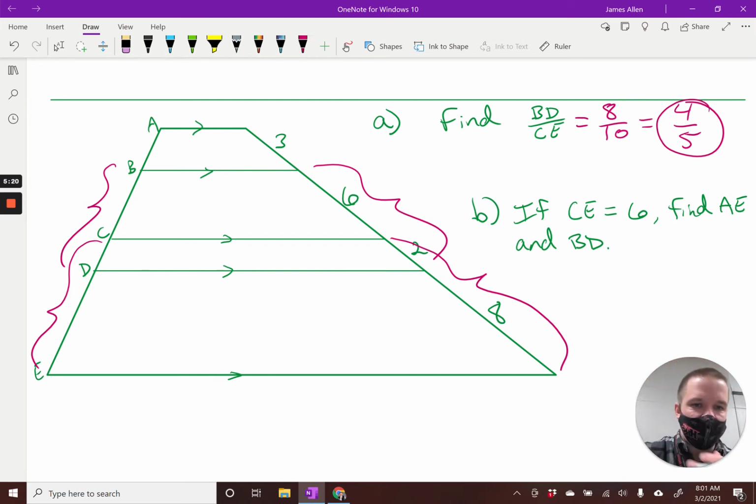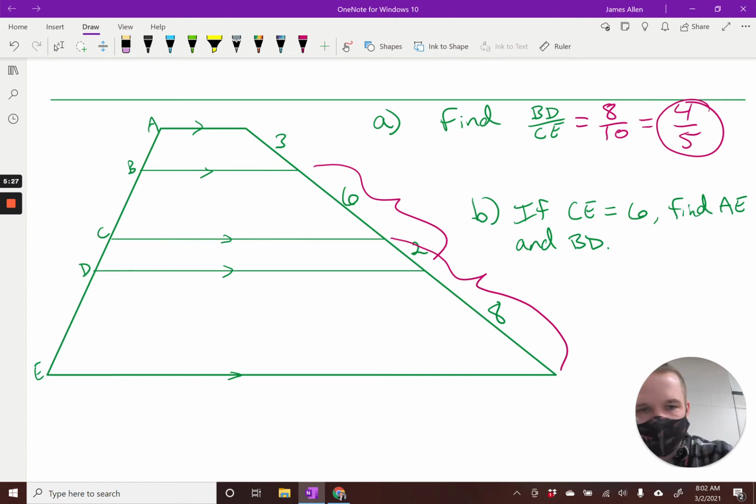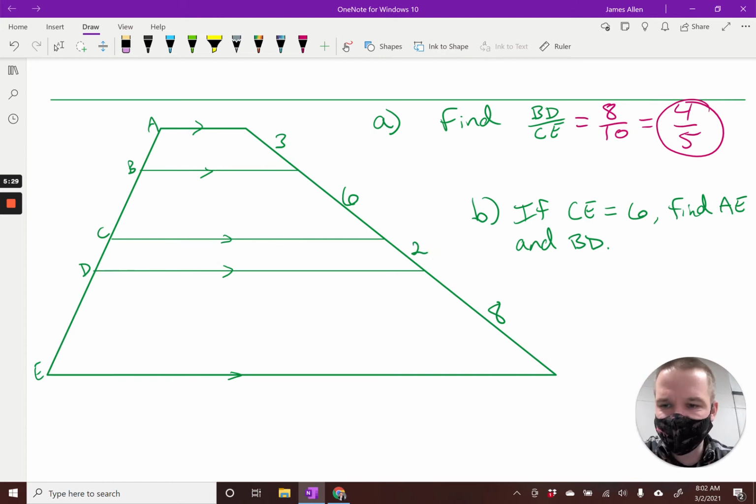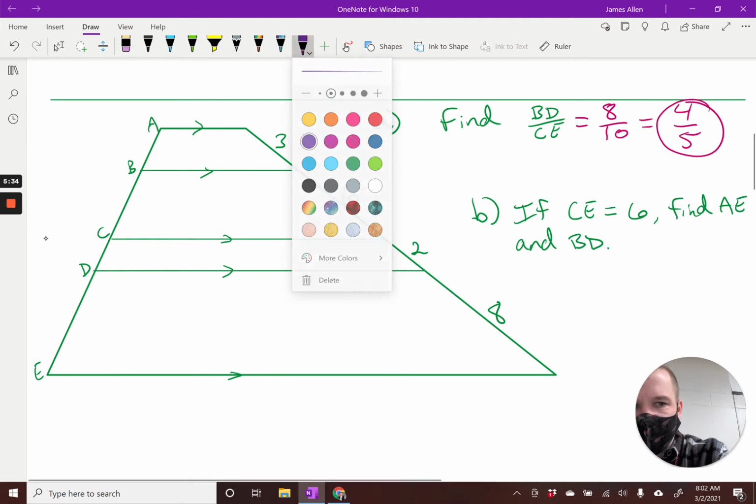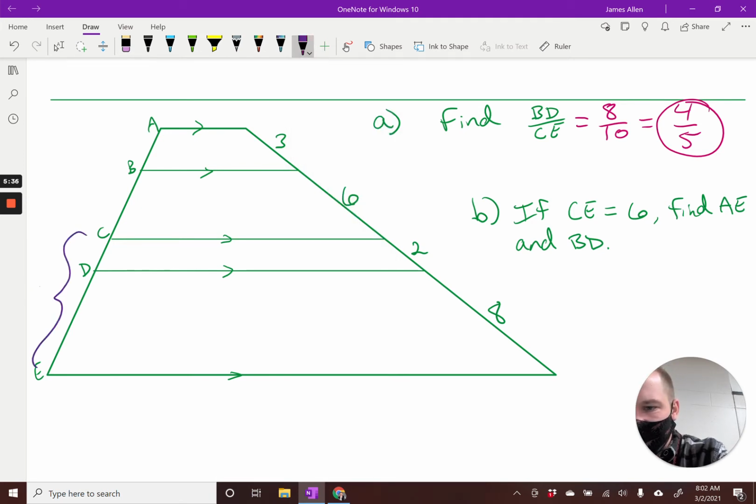Okay, on to part B. If CE equals 6, find AE and BD. I'm going to take some of this stuff off. Go with a different color now because changing colors is fun. All right, so what does this mean? Well, I can compare 6 to the side that's across from it, which would be from here to here.